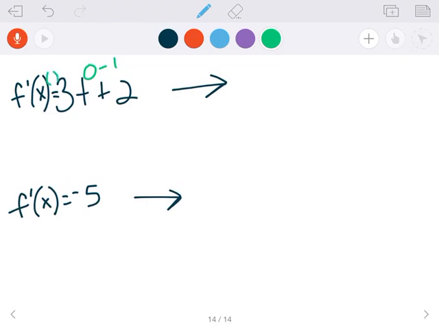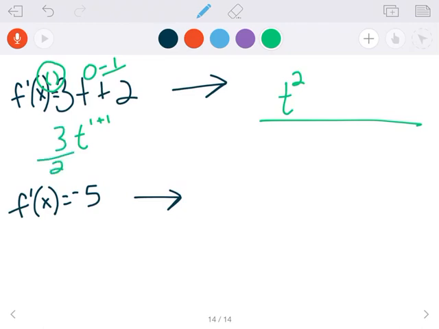Now, if we're going backwards from the derivative back to the antiderivative, which is what we want to get, then we do the opposite. So right now, if we just have t, that means we have t to the first. The opposite of subtracting 1 would be adding 1. So that means that our original function was t squared. And then to figure out what the coefficient was, instead of multiplying, we would divide. So we had 3, we're going to divide it by 2, we get 1.5 t squared.